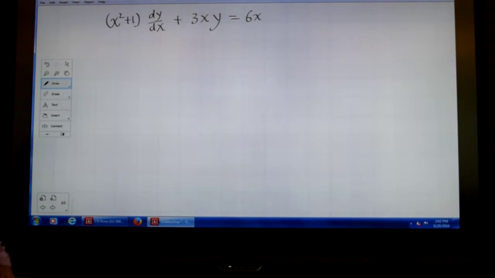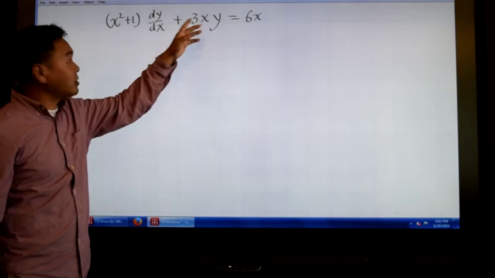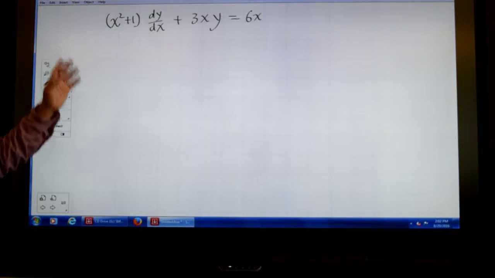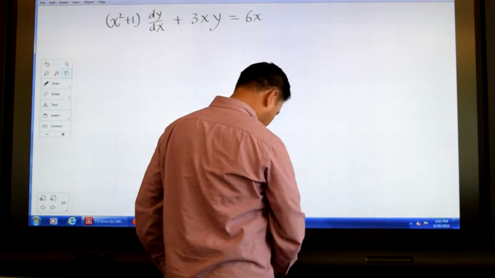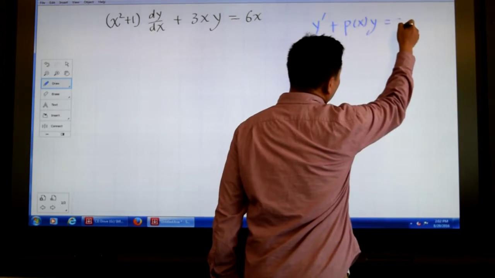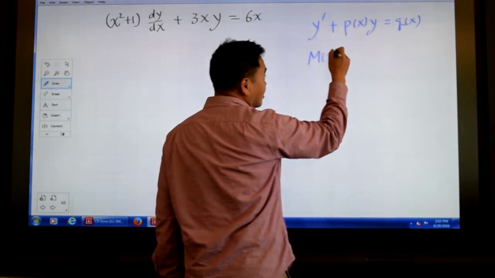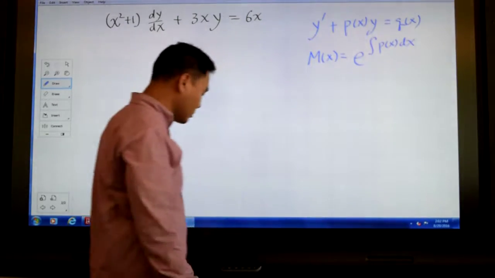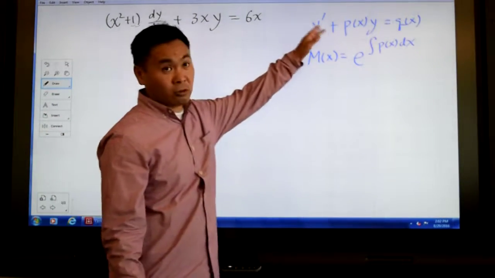This time, dy dx is y prime. So you have y prime and y both having power of 1. So it must be first order linear. Now for first order linear, remember the standard form is y prime plus p(x) y equals q(x), right? And the formula for the multiplier is m(x) equals e to the integral of p(x). So those two are the formulas you should use. So you must remember these two things.